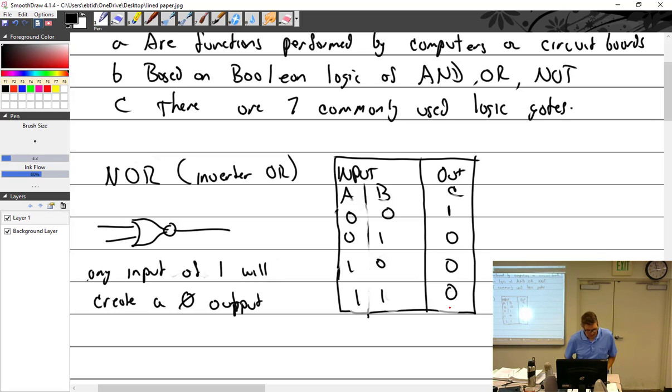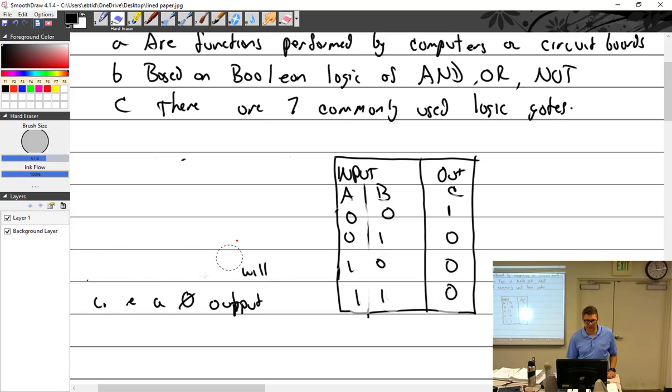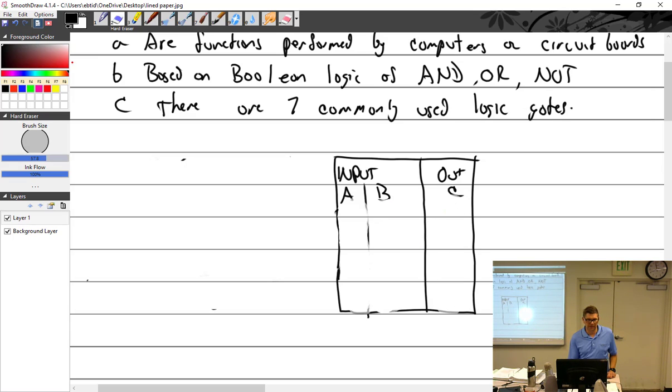All right. Good. How about, what haven't I done yet? NAND. All right, NAND, or an inverted AND.